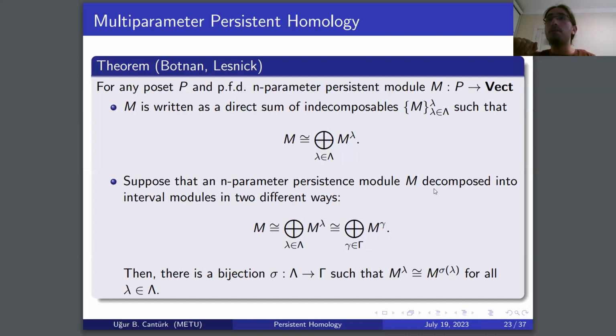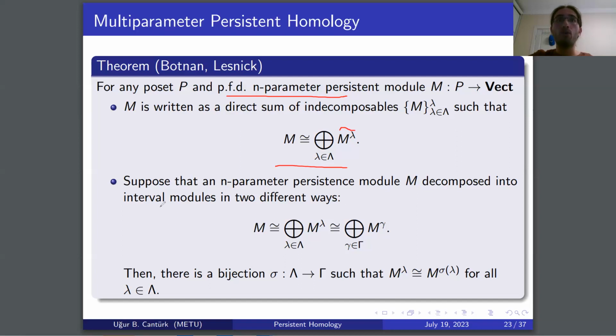And we can say that we can still decompose pointwise finite dimensional persistent modules. Each pointwise finite dimensional persistent module of n parameters can be decomposed into this form: M is isomorphic to the direct sum of M^λ. Here, M^λ is indecomposable as well. And this decomposition is unique.